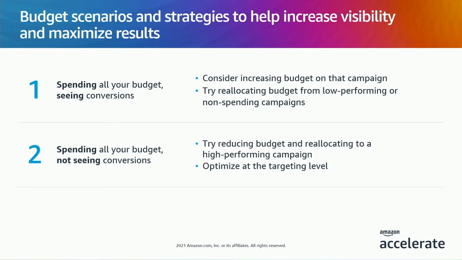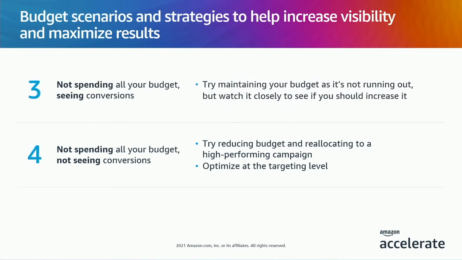For the second scenario, maybe you're spending all of your budget and not seeing any conversions. How can you help to change this? Try reducing your budget for the particular campaign and reallocating it to a converting campaign or campaigns, as I mentioned in that first scenario. Now, what should you do if you're not spending your whole budget, but you are seeing those conversions? We recommend maintaining your budget for the time being, since it's not running out yet. But keep a close eye on it to see if you do start spending your whole budget and should consider increasing it.